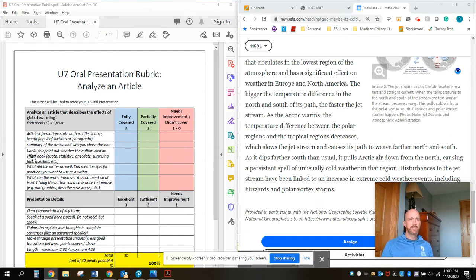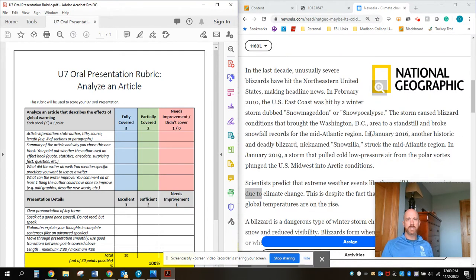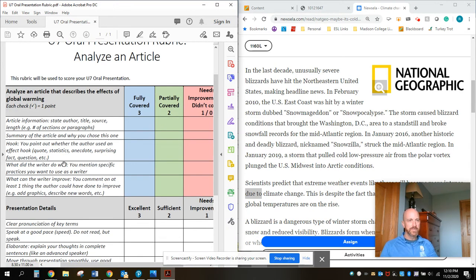When I'm looking at the hook, the author didn't really use a hook as far as I'm concerned, although it's interesting and it kept me reading. It wasn't a clear statistic or quote. I think one way that the author could have improved this was to explain what Armageddon and apocalypse are, and Godzilla, because he uses Snowmageddon, Snowpocalypse, and Snowzilla names, but I don't think those are really familiar. So the hook is not really effective.